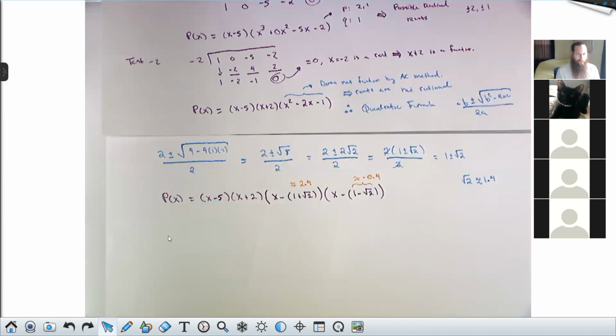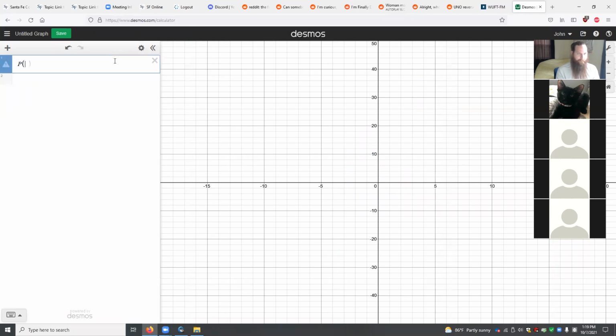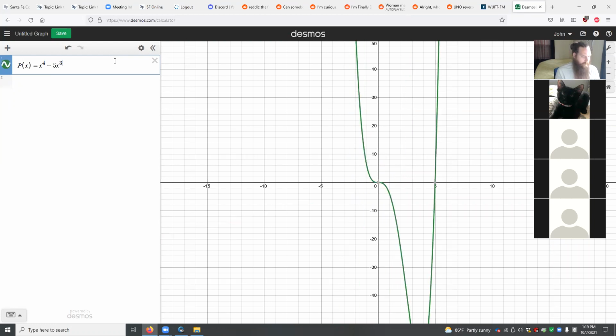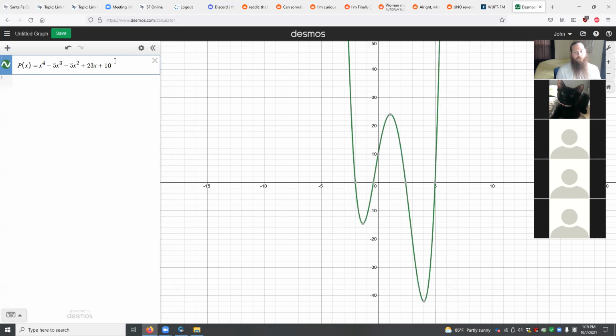Let's see what we get. I'll put the expanded form into Desmos. P of x was, where is it? x to the 4 minus 5x cubed minus 5x squared plus 23x plus 10. And let's see what we have here.